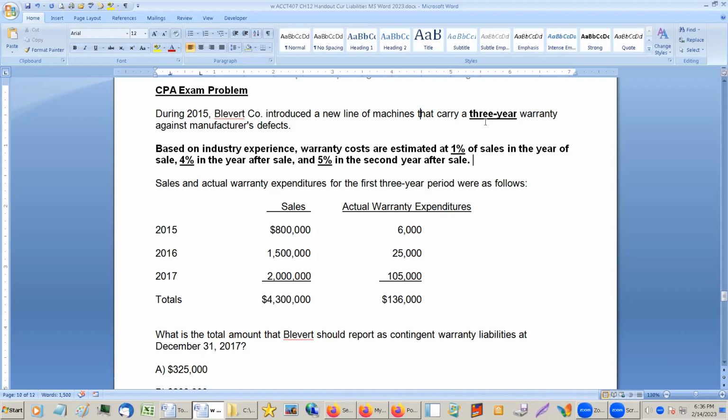So these carry a 3-year warranty. It's integral to the product. So the question is, what percentage of these sales are we going to record when we sell them? So let's take this first one.